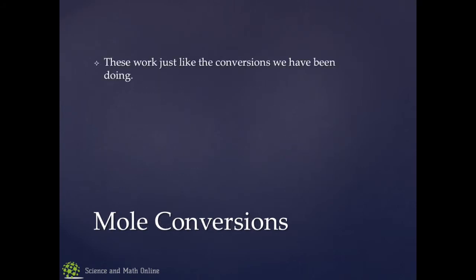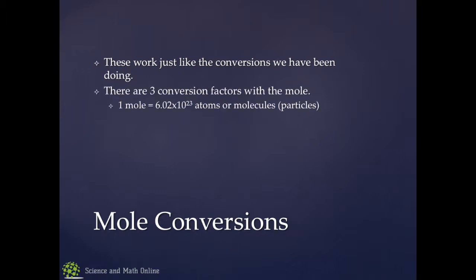We're going to do conversions just like we did before, but we have 3 conversion factors when it comes to moles. First one is Avogadro's number, that 1 mole is 6.02 times 10 to the 23rd atoms or molecules. I oftentimes just use the word particles, because atoms and molecules are in a bigger group called particles. 1 mole is equal to the molar mass, meaning the masses from the periodic table.